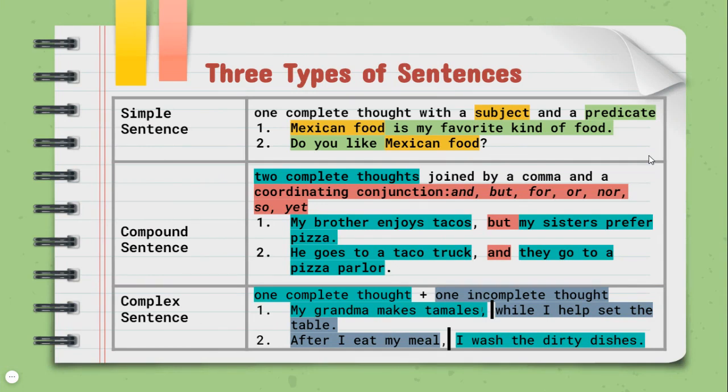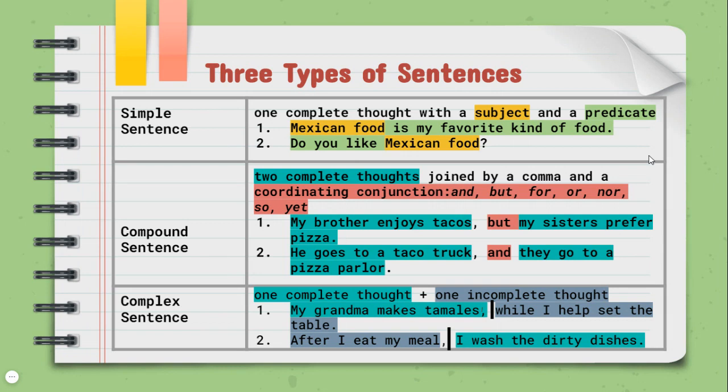There are three types of sentences. The first type is a simple sentence. A simple sentence is one complete thought with a subject and a predicate. In sentence 1, Mexican food is my favorite kind of food. Mexican food is the subject. It tells whom or what the sentence is about. Is my favorite kind of food is the predicate of the sentence. It tells what the subject is or does.